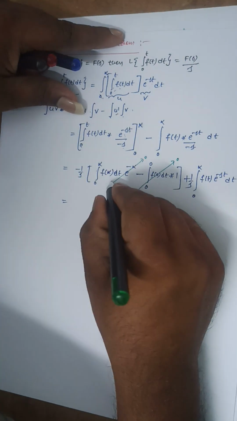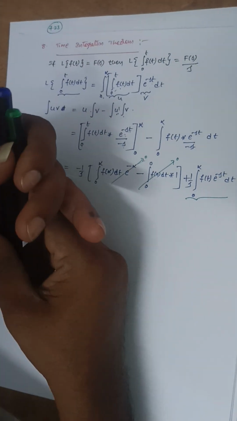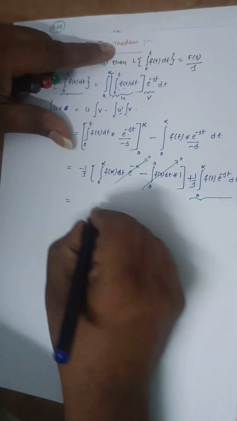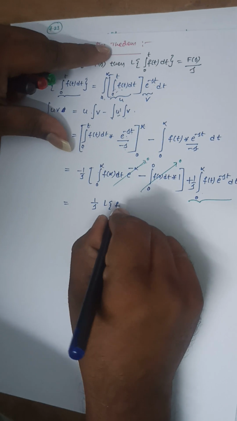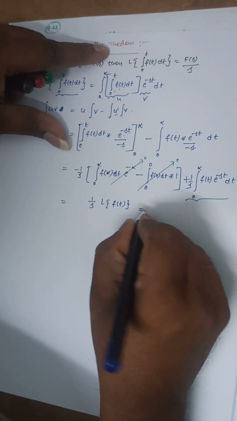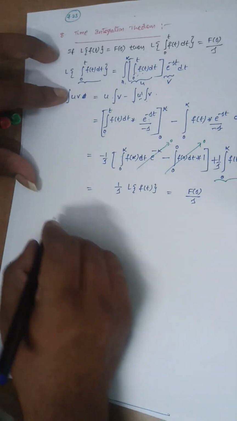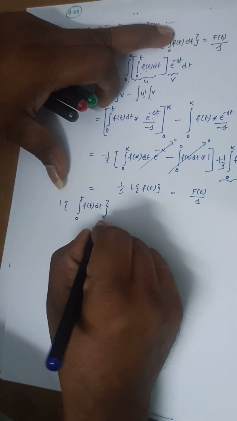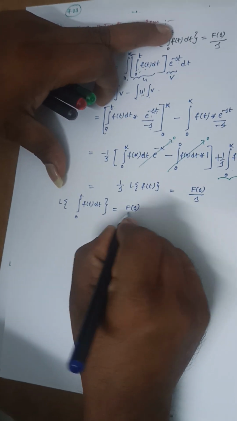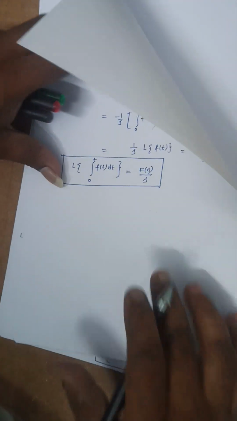So this value is 0, this value is 0. Finally what we got here is only this one, that is 1 by s into the Laplace transform of f of t, that is equal to F of s divided by s. So finally, Laplace transform of integral 0 to t f of t dt is equal to F of s divided by s. It is the time integral theorem.